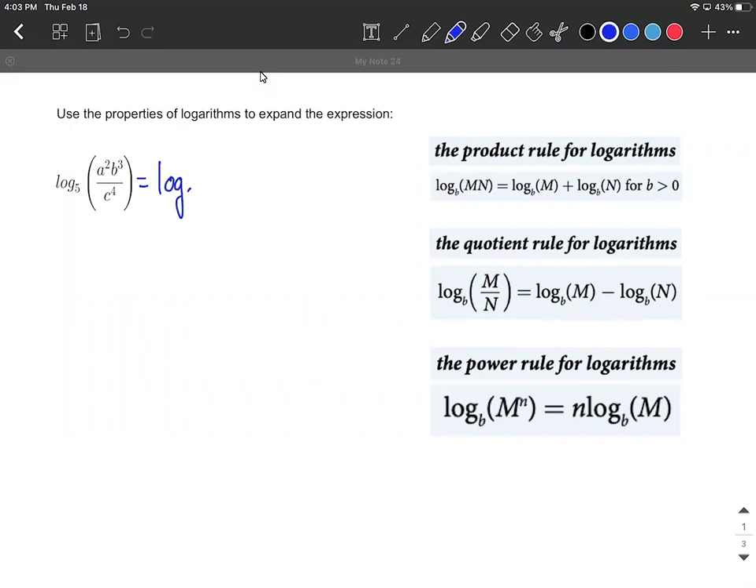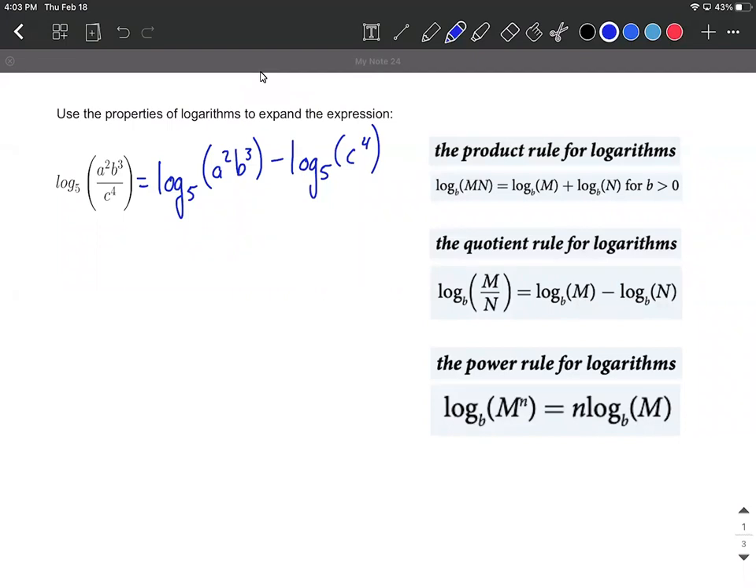So first we have log base 5, and these are both going to be log base 5s, of a squared b cubed minus log base 5 of c to the fourth power. All right, now we can expand this one a little bit further. And by expanding, we mean making it over to the right-hand side of each one of these rules.